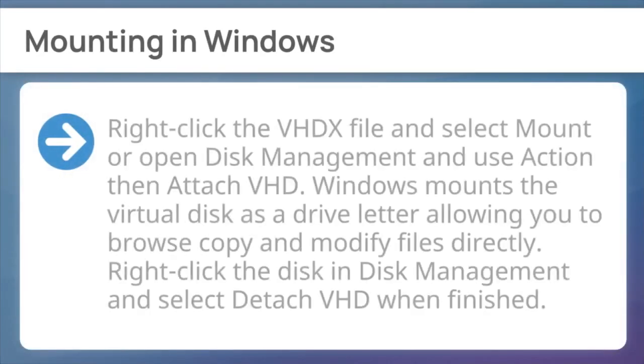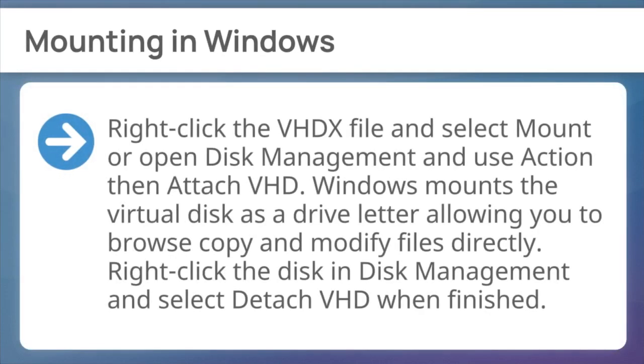First, mounting in Windows. Right-click the VHDX file and select Mount, or open Disk Management and use Action, then Attach VHD. Windows mounts the virtual disk as a drive letter, allowing you to browse, copy, and modify files directly. Right-click the disk in Disk Management and select Detach VHD when finished.